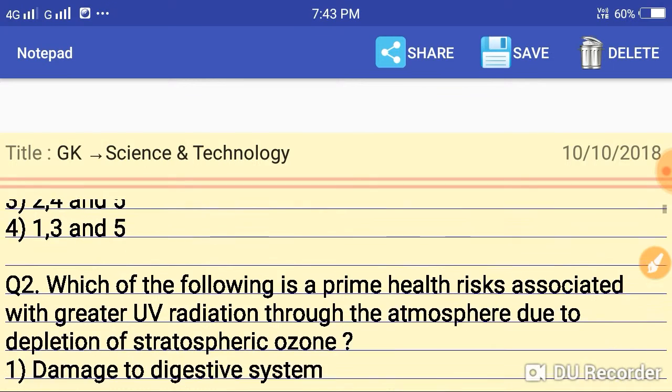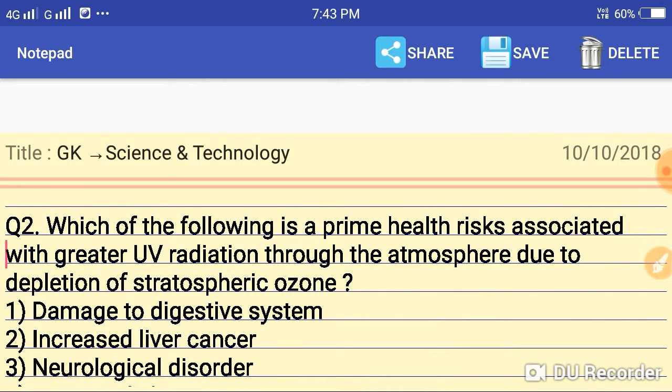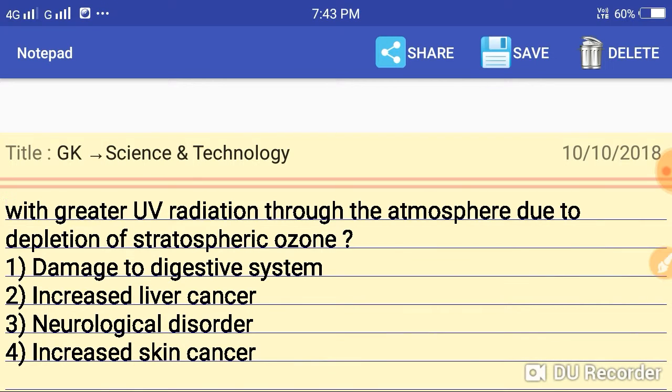So next, question number 2. Which of the following is a prime health risk associated with greater UV radiation through the atmosphere due to depletion of stratospheric ozone? Question number 2 right answer will be option number 4, increased skin cancer. Right answer.